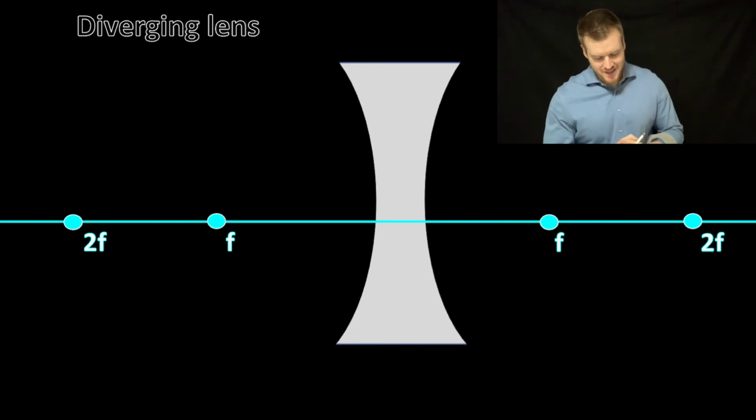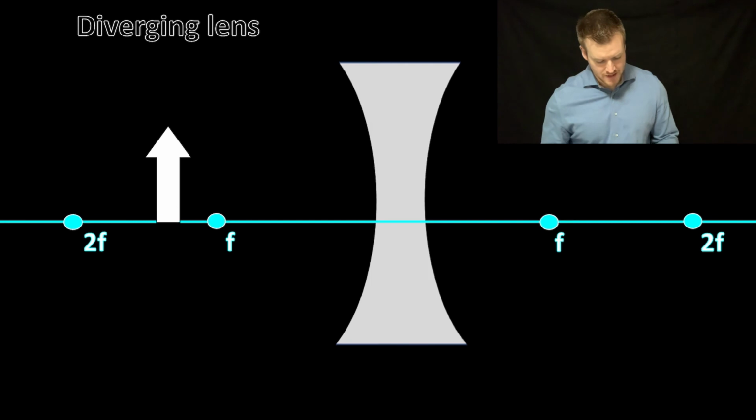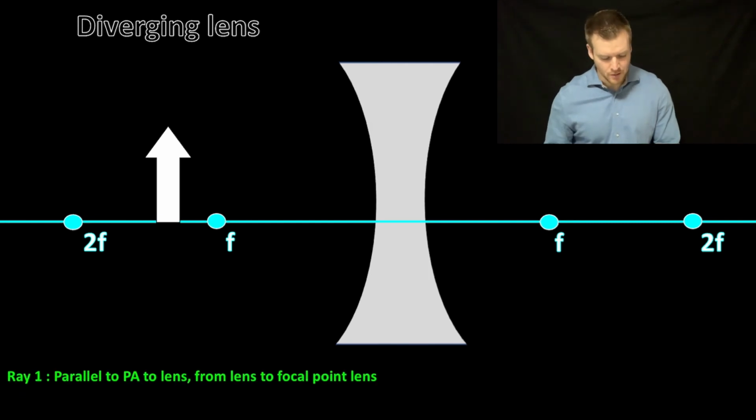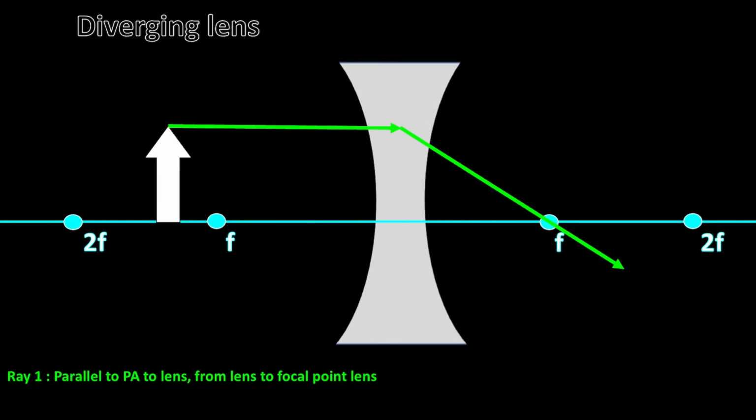Lastly, let's look at a diverging lens. Now it will be pretty similar wherever we put the object, but let's put it right here for this example. So first one, parallel to principal axis, just like this, and then from the lens to the focal point. So you would think to draw a ray like this. However, that was for a converging lens. In this case, we shouldn't have parallel incoming rays going towards the focal point, we should have them going away. So I need to draw it going away like this.